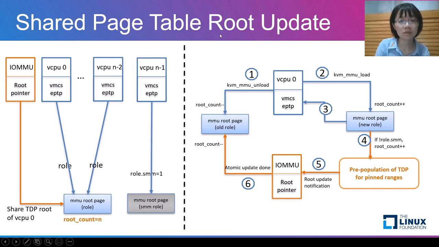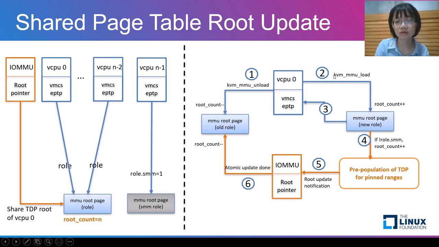When there is a TDP root update in KVM, we'll show how it is done now when sharing is enabled. We can see from the left side that if two vCPUs are using the same root, they will reference the same MMU root page. If a vCPU is using a different root, it will reference a different MMU root page. And as we share the TDP of vCPU 0 to the IOMMU side, we will increase the root count of the MMU root page used by vCPU 0.